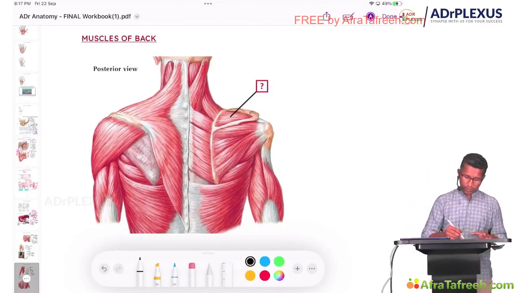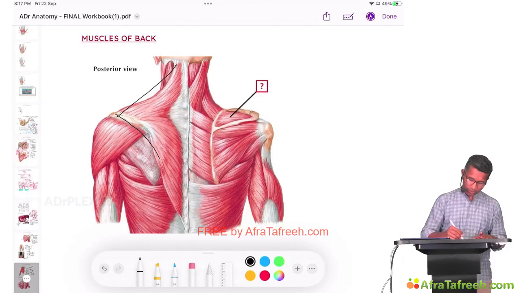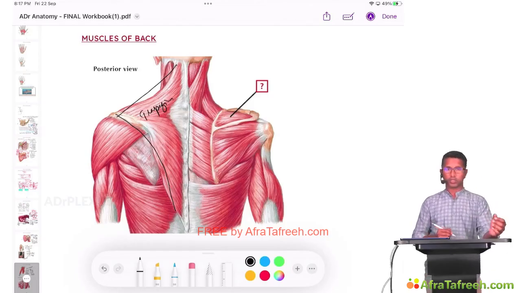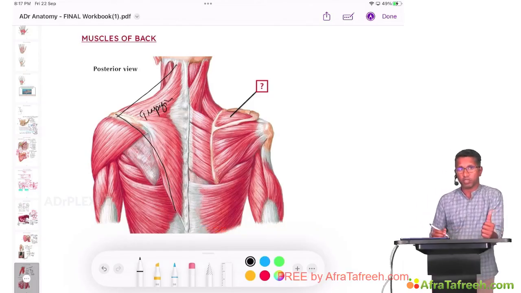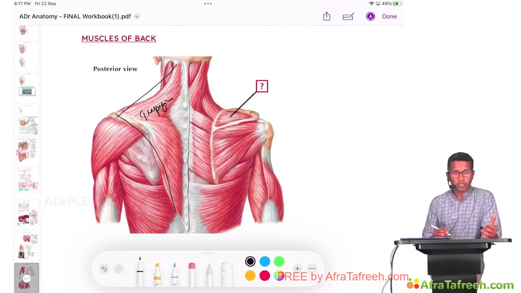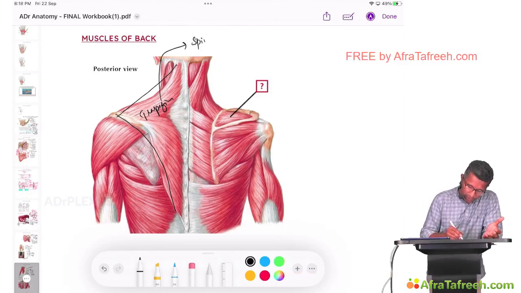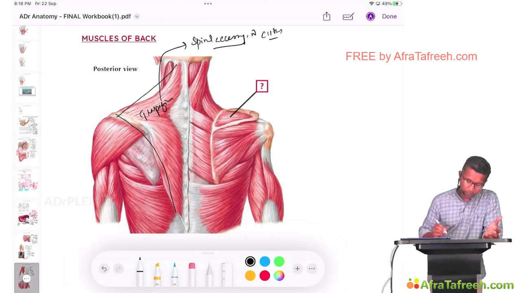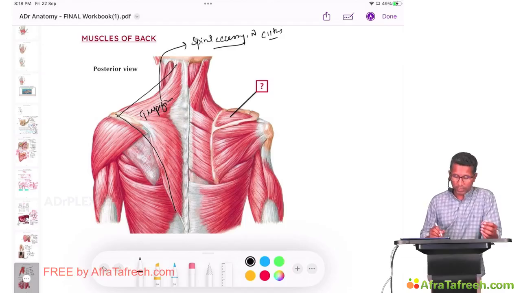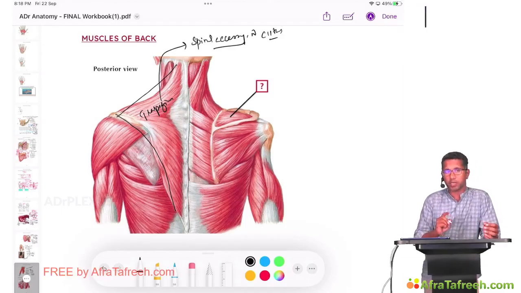You see a large muscle here which is stretching across a big area. This is the trapezius. Trapezius has three sets of fibers: upper fibers, middle fibers, and lower fibers. The trapezius is supplied by a nerve called the spinal accessory nerve. This is a cranial nerve, the 11th cranial nerve, which supplies the trapezius. The spinal accessory nerve supplies one more muscle.